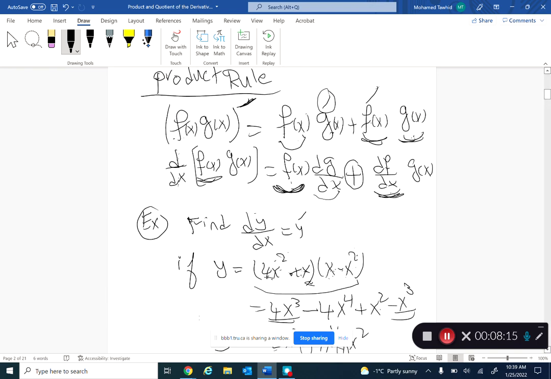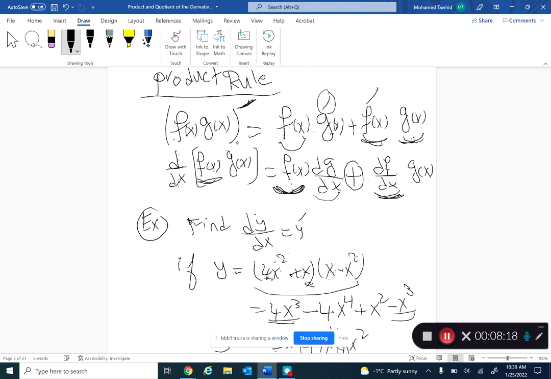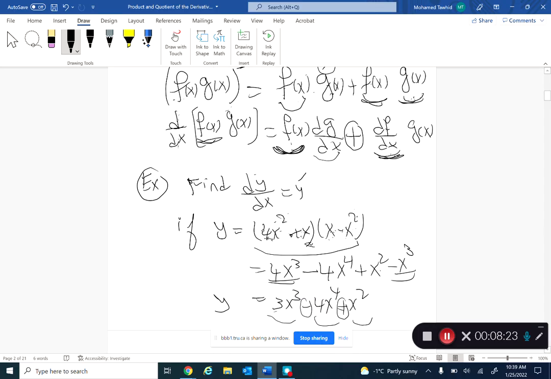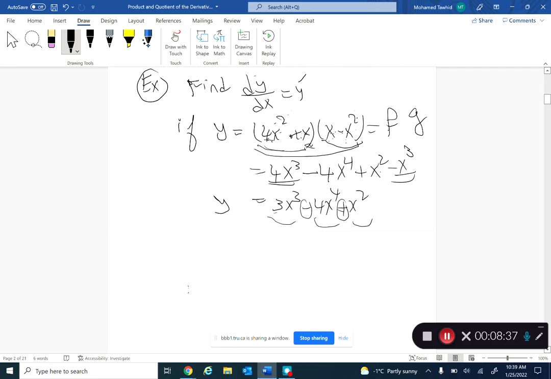But if you try to apply the product rule here without simplifying, it will also be faster. So what do you mean here? Here you have a bracket multiplied by another bracket. I take the first bracket and call it f, and the second bracket, call it g.